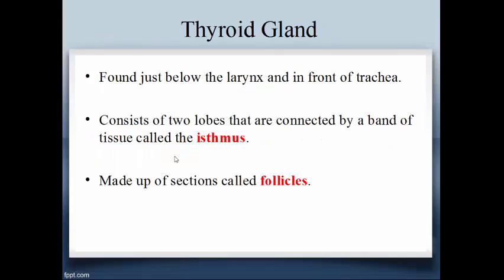Our next organ we'll move to is the thyroid gland. This is found just below your voice box and in front of the trachea, just in the front part of your throat. It's made up of 2 lobes of tissue, and it's connected by a thin band, and that thin band is called an isthmus. When you look at it laid out, it looks almost like a butterfly shape. And this gland is made up of structures called follicles.